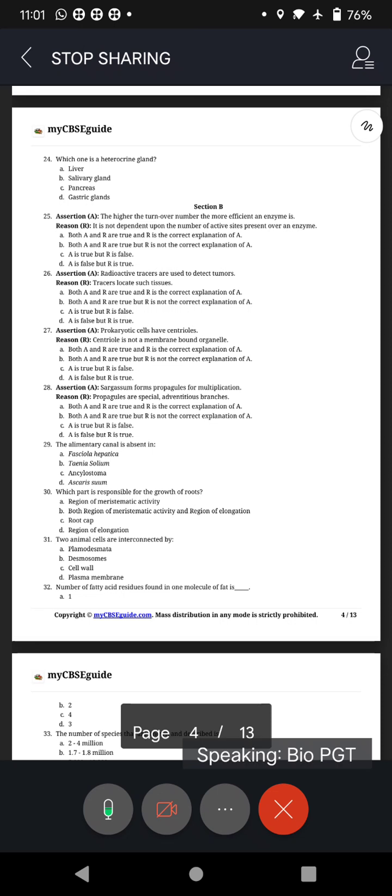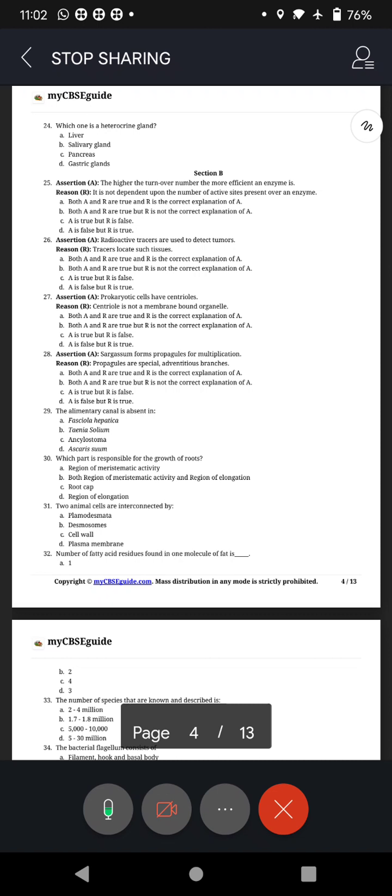Question 26. Answer is A. Both A and R are true, and R is the correct explanation of A. Why? Radioactive traces do not stain the tissue but are able to detect the pathways through which a certain material is transported in between or within the cells. Question 27. Answer is D. A is false but R is true. Why? Prokaryotes lack membrane bound organelles and also lack centriole because centriole is found only in animal cells.